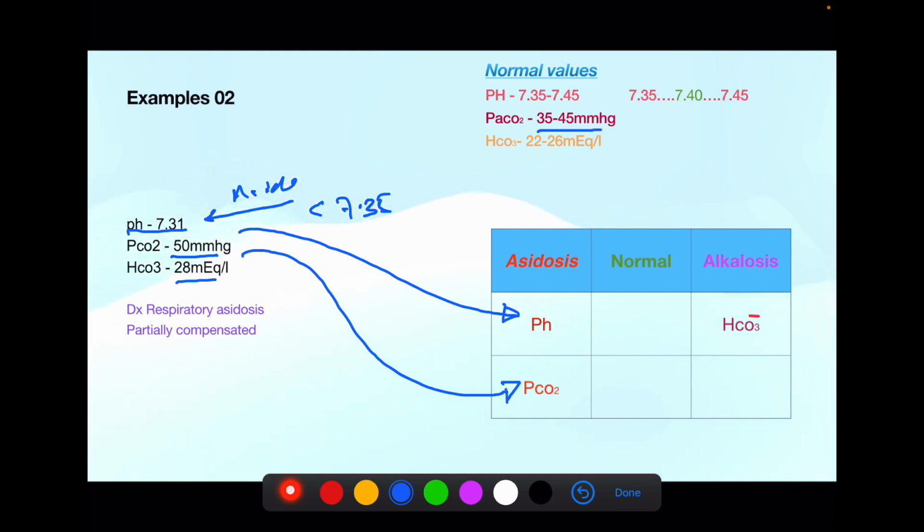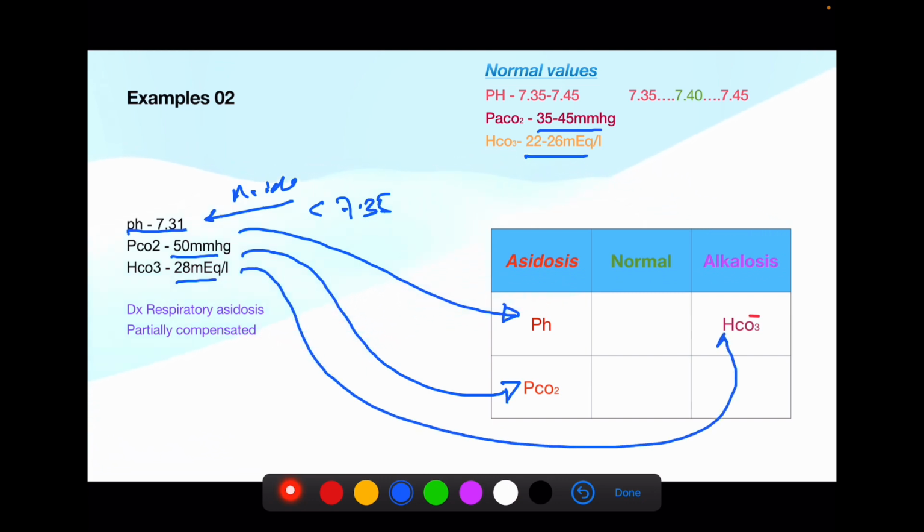What about bicarbonate here? You know our normal bicarbonate is 22 to 26, but here it is 28. It means it's also higher than its upper limit. When bicarbonate accumulates more than its upper limit, it causes what? Acidemia or alkalemia? It causes alkalemia. That's why your bicarbonate goes into the alkalosis column.